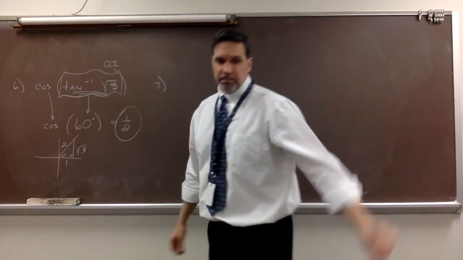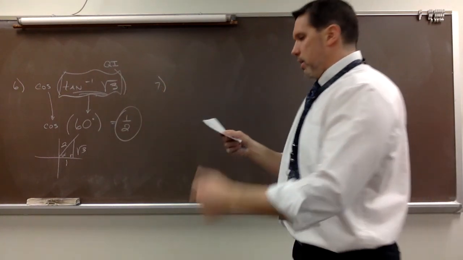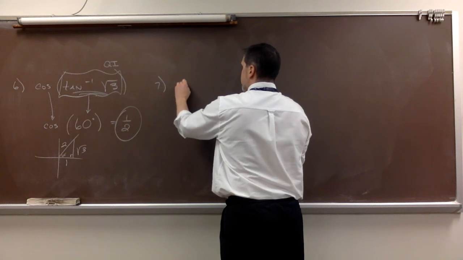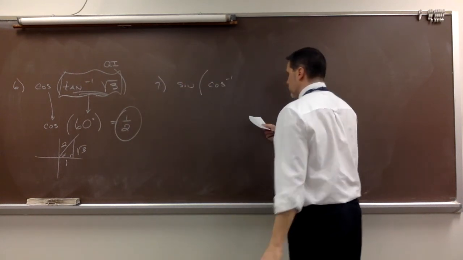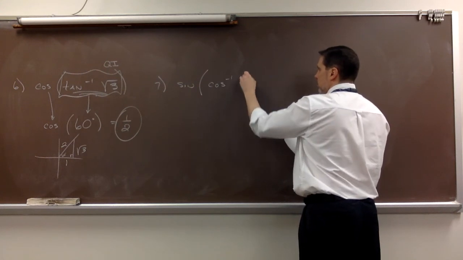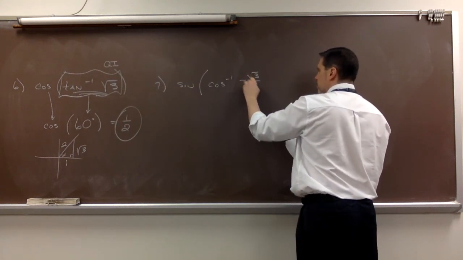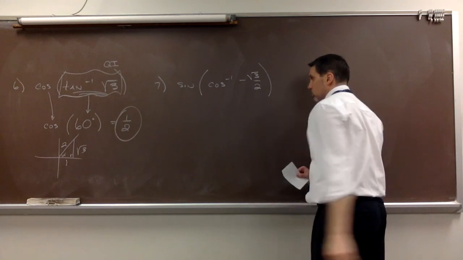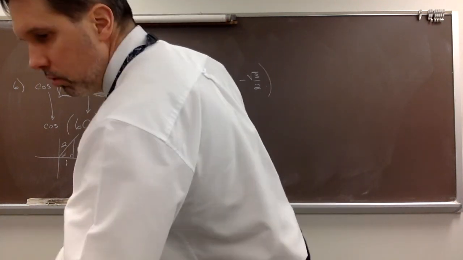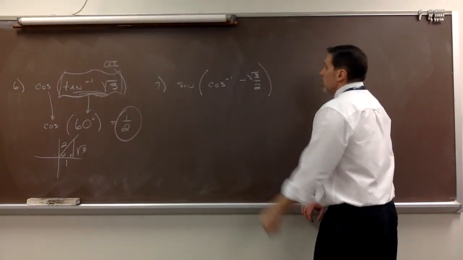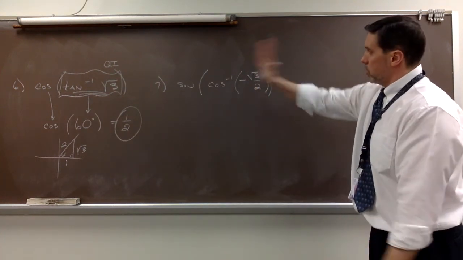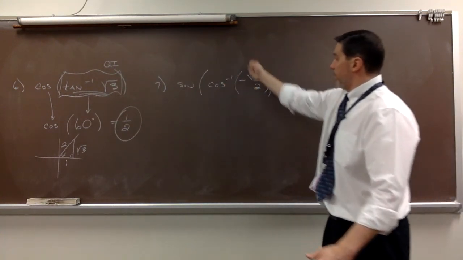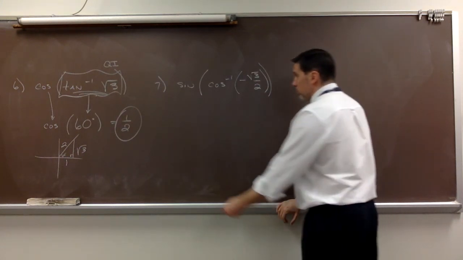Okay, so number 7. Let's try a sine of a cosine inverse. Let's throw in negative square root of 3 over 2. Really should have parentheses around that. All right, again, the idea is you're doing a composition: sine of the cosine inverse of negative square root of 3 over 2.